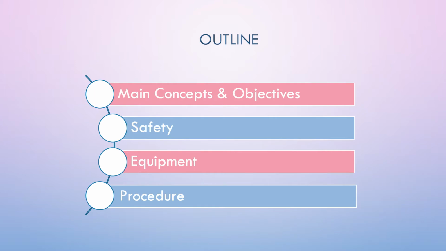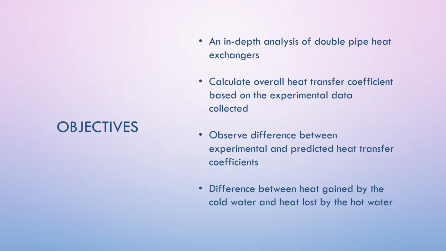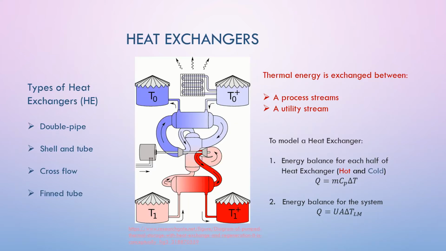In this video, we'll be going over the main concepts and objectives of this lab, the safety considerations to perform it without accident, the equipment that was used, and the procedures to be followed. The objectives of this lab are to provide an in-depth analysis of double pipe heat exchangers. In doing so, we calculate an experimental overall heat transfer coefficient from the data gathered, and observe the difference between this and the predicted heat transfer coefficients from literature. We're also interested in the difference between heat gained by the cold water and heat lost by the hot water.